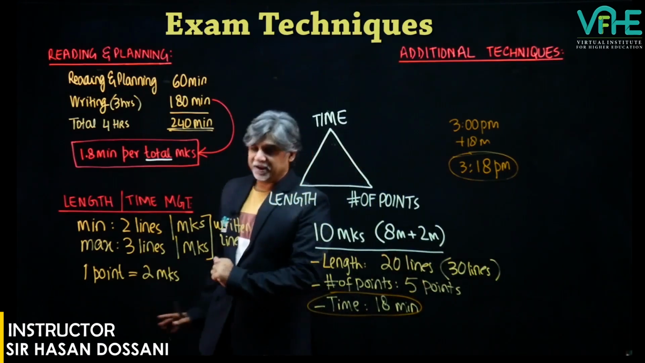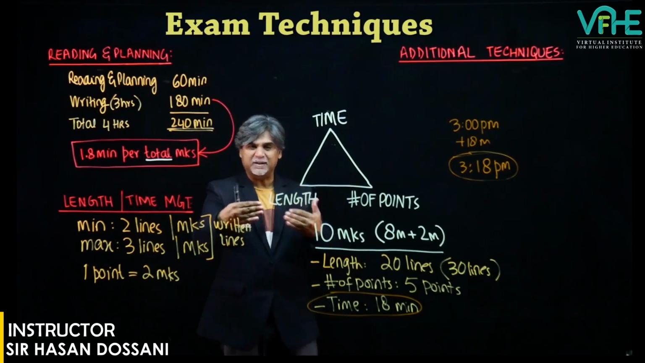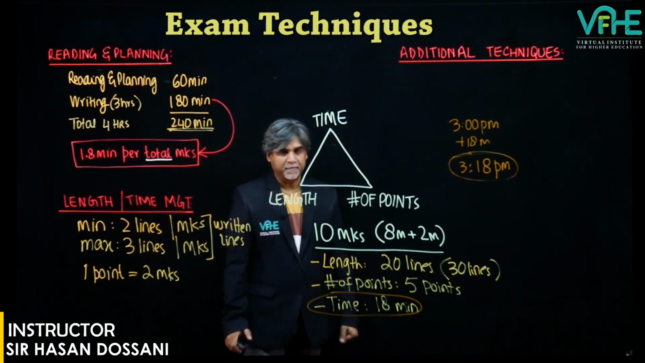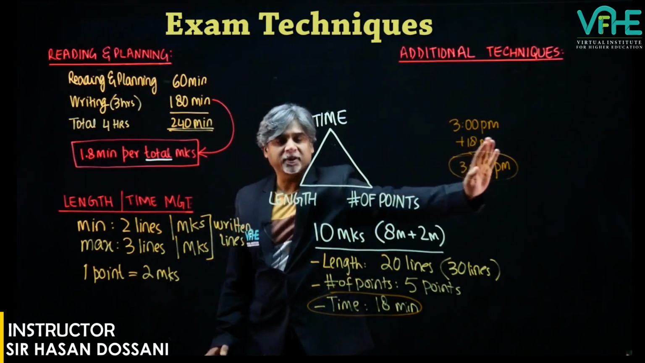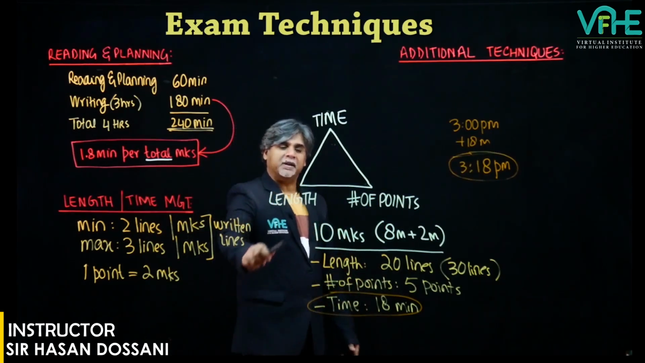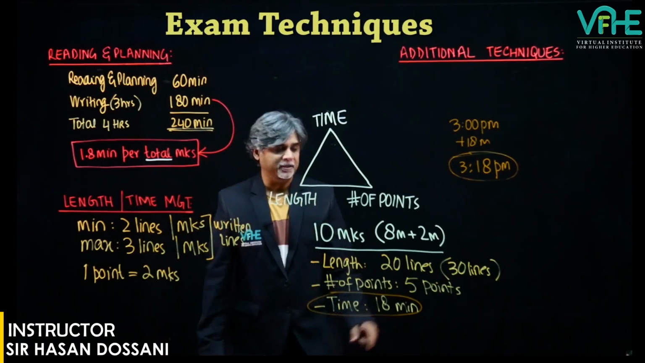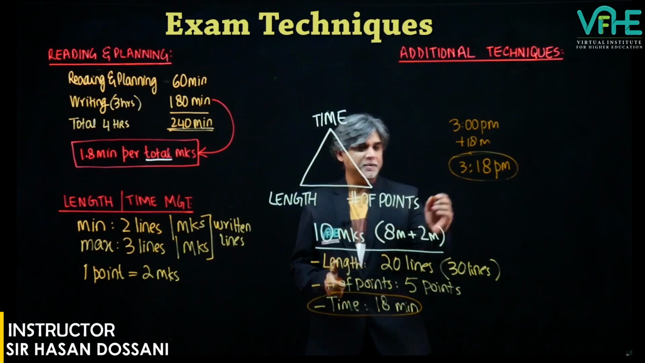The other technique is you decide the maximum number of lines. Instead of writing the time, forget this technique. You decide the maximum number of lines. For example, if it's a 10 marks question, how many maximum written lines are required? 30 lines. Okay?